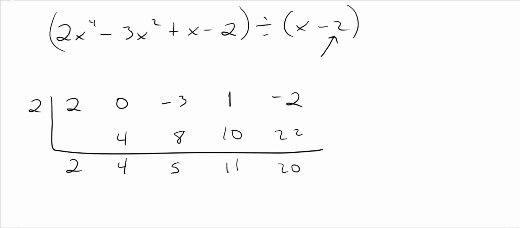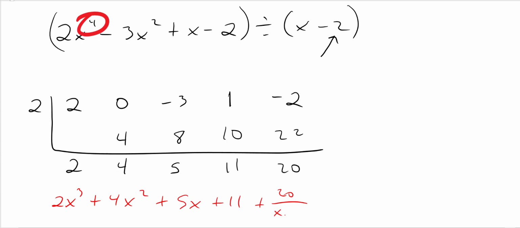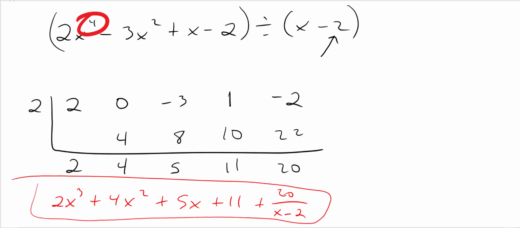Okay, so remember, this was a 2x to the 4th. That means we're going to start out with 2x cubed plus 4x squared plus 5x plus 11 plus 20 over x minus 2. There we go. That's your answer.